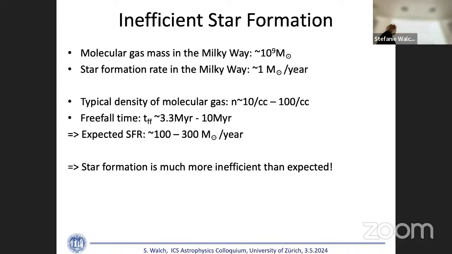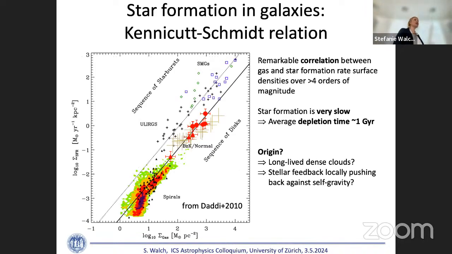So now the question is, why is star formation so inefficient? Can we understand this with simulations? Before we move on, we could also say, okay, maybe the Milky Way is just special and the Milky Way is just particularly inefficient in forming stars. So how about looking at other galaxies first?